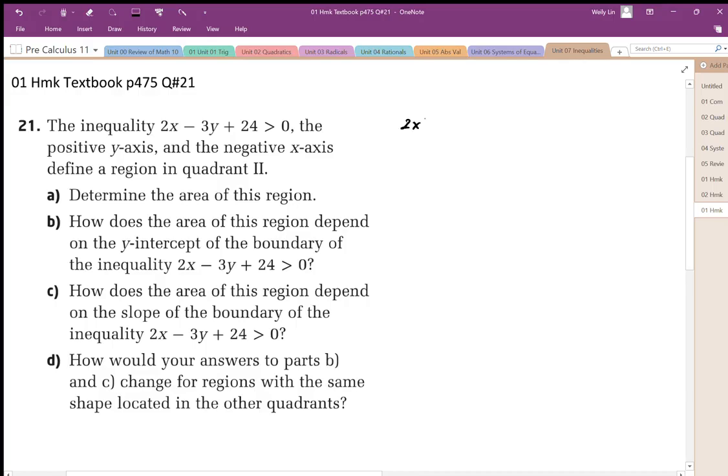So I'm going to solve for y, which means I'm going to add 3y to both sides. I don't need to worry about dividing by the negative. If I kept it on the other side, I would have to flip the sign. But in this case, y is less than 2 over 3x, so there's my slope, and then plus 8 represents the y-intercept.